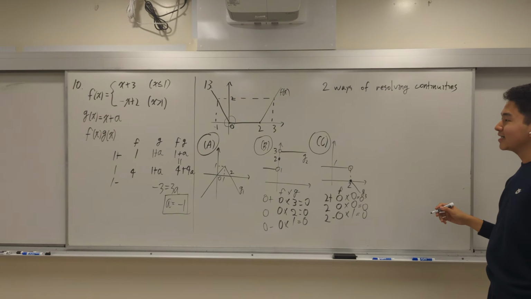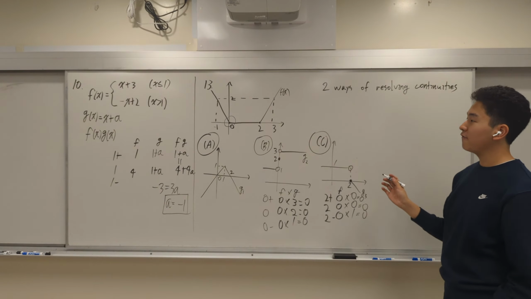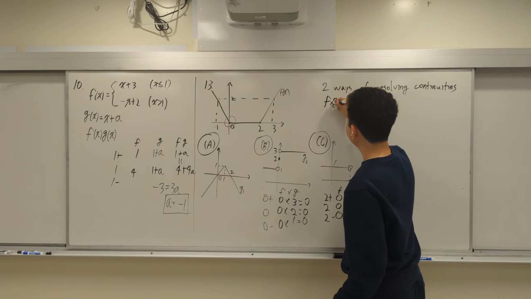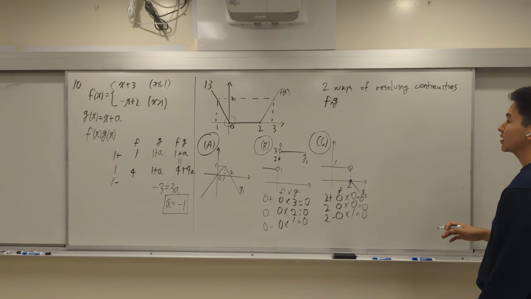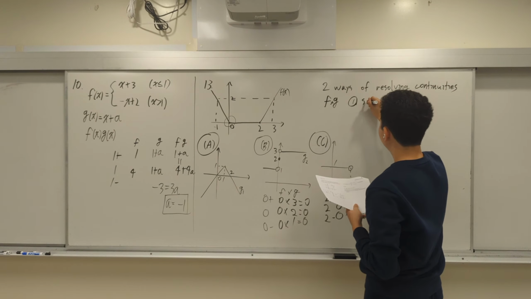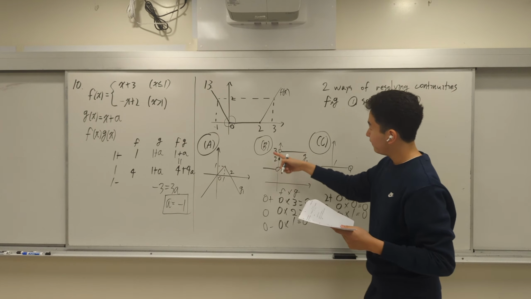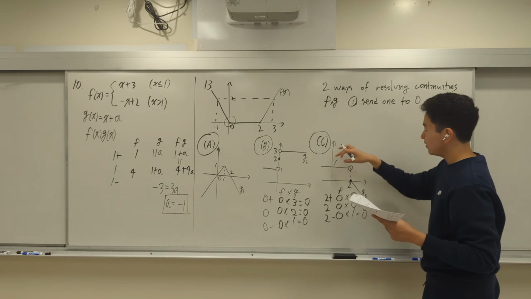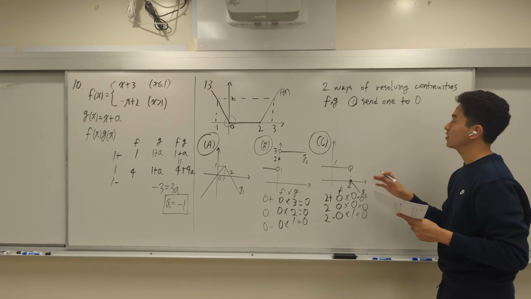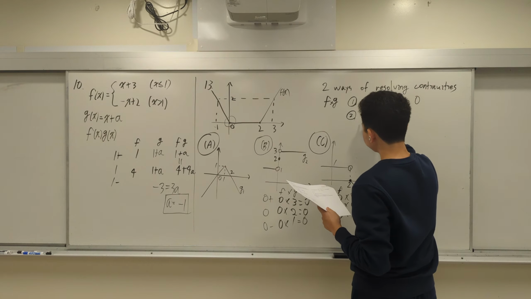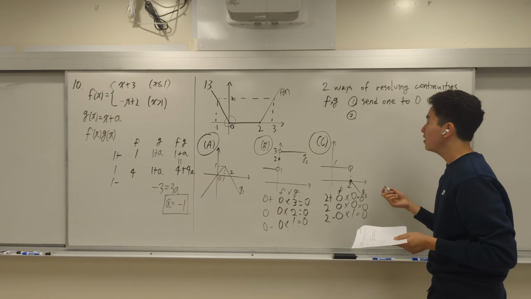There might be a problem where it asks you to determine a certain form of a function that will make the multiplied function f times g continuous. Number one is to send one of them to 0, right? We've seen that if f of x goes to 0, the other function g of x can be discontinuous, but the resulting multiplied function is still going to be continuous. Or number two is more like a special case scenario. You can have a discontinuous function multiplied by a discontinuous function.